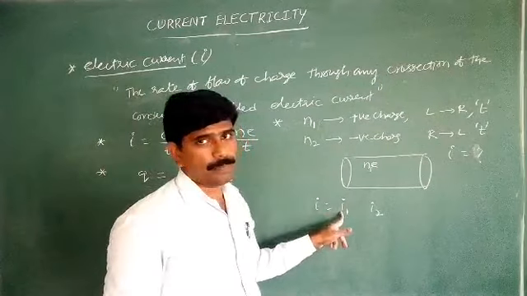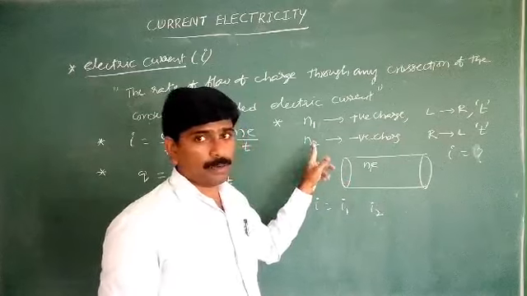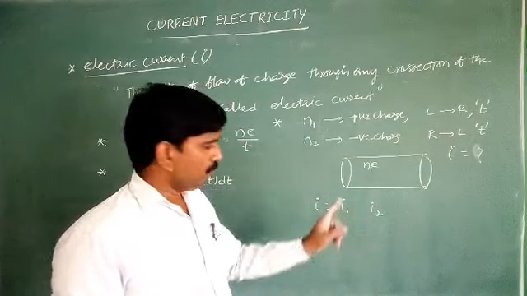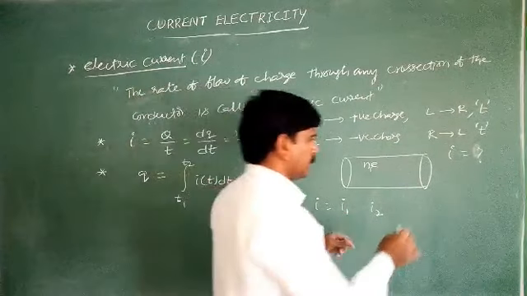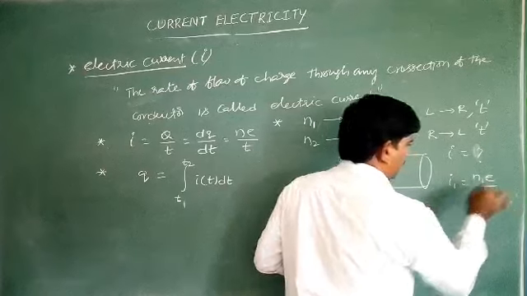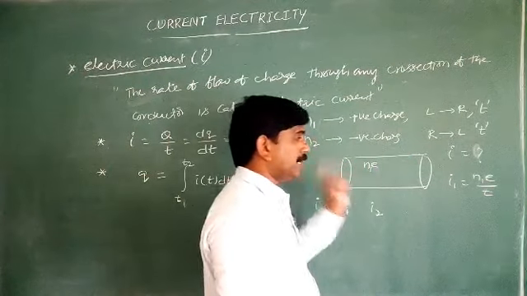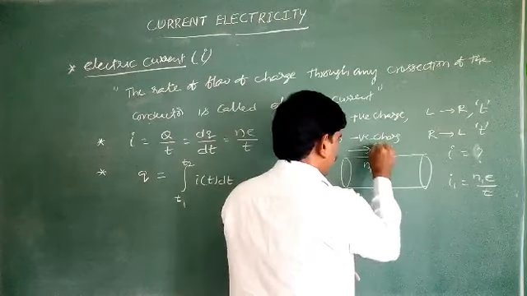I1 is the current due to the positive charges and I2 is the current due to the negative charges. First we will find out the values of I1 and I2. I1 is equal to N1 into E by time t. So what about the direction of the I1 current?